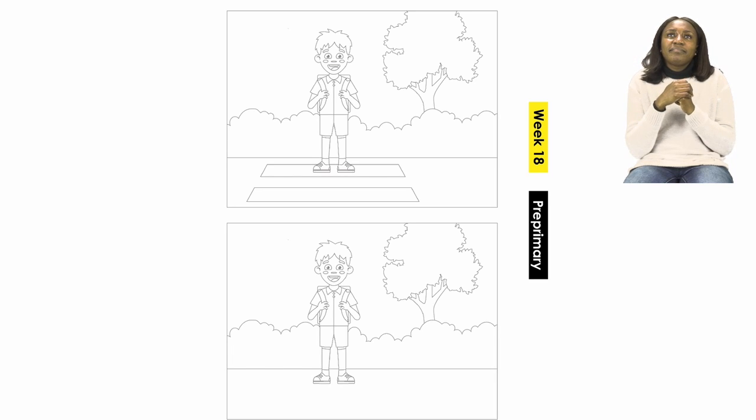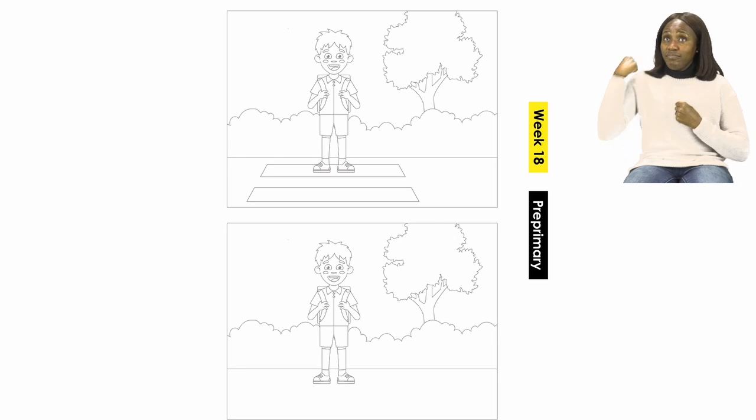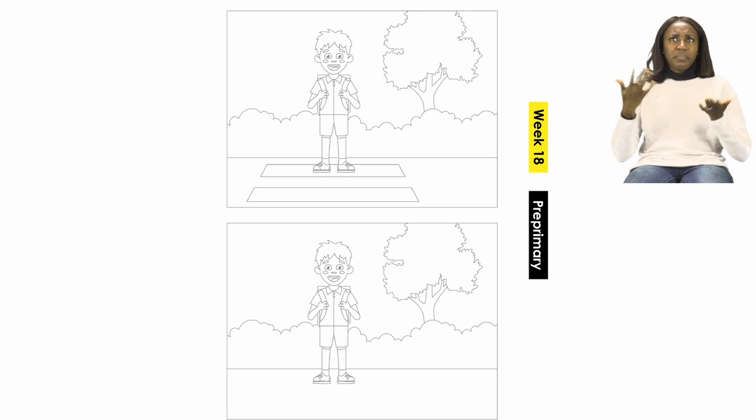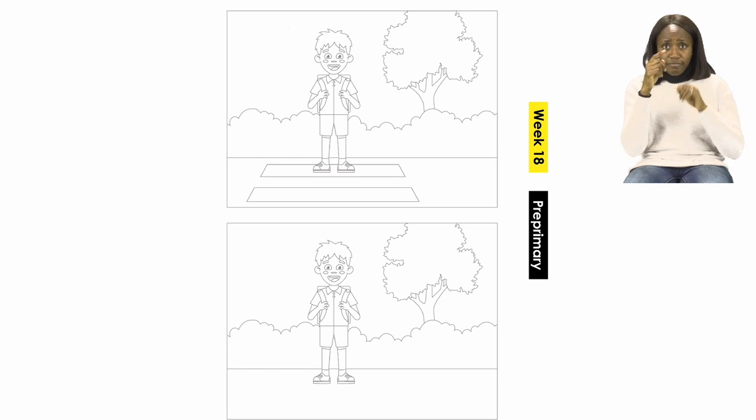Do you see a picture of a boy? Good job. And does this boy have anything on his back? Excellent, everyone. This boy is wearing a backpack. Now, can you see where the boy is standing? Is there a difference between where the boy is standing in the first picture and where the boy is standing in the second picture?